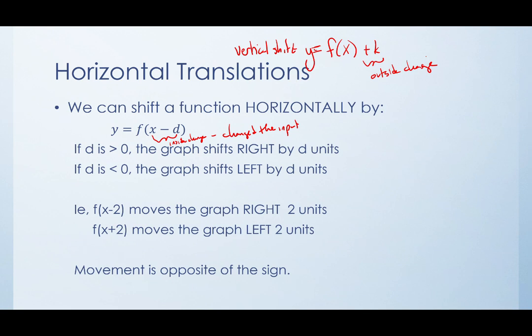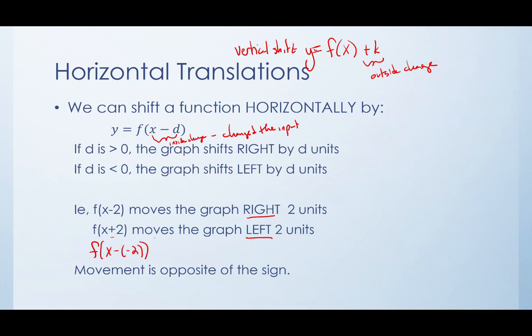So here, if d is greater than 0, the graph is shifting to the right by d units. And if d is less than 0, it's shifting to the left. But keep in mind that that is separate from the minus sign in here. So that means if we have f of x minus 2, that is moving the graph to the right 2 units. But f of x plus 2 is moving left because this is really f of x minus negative 2.